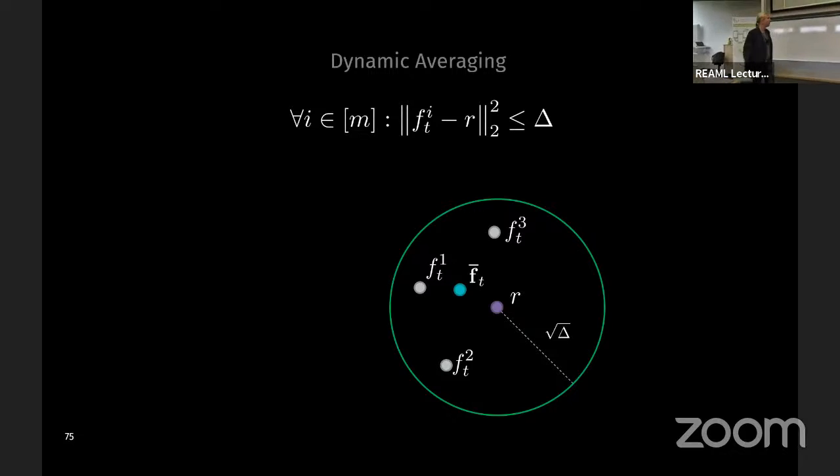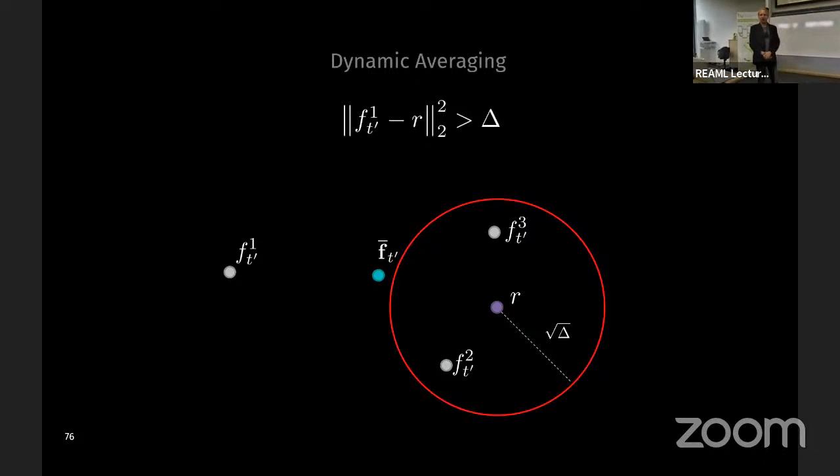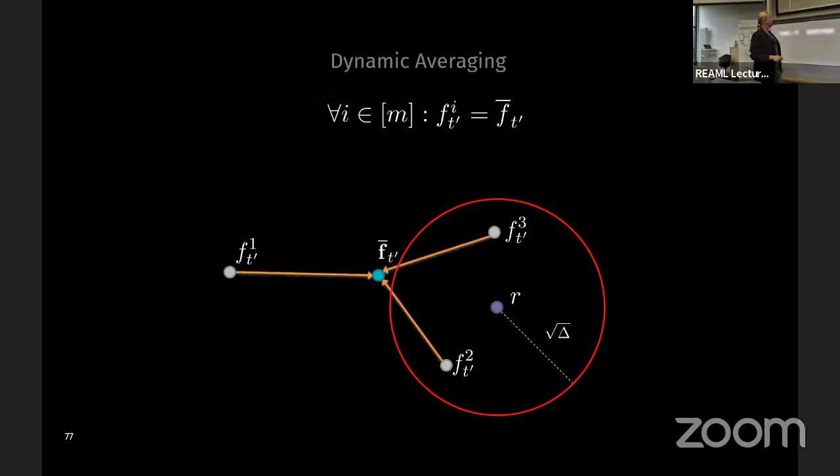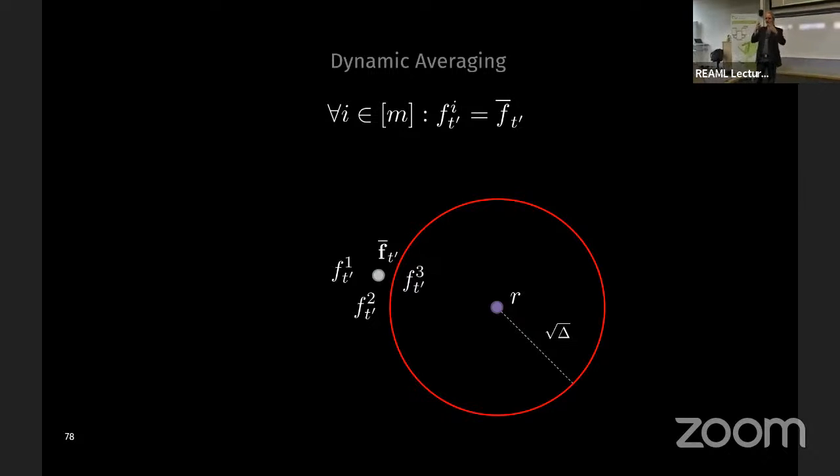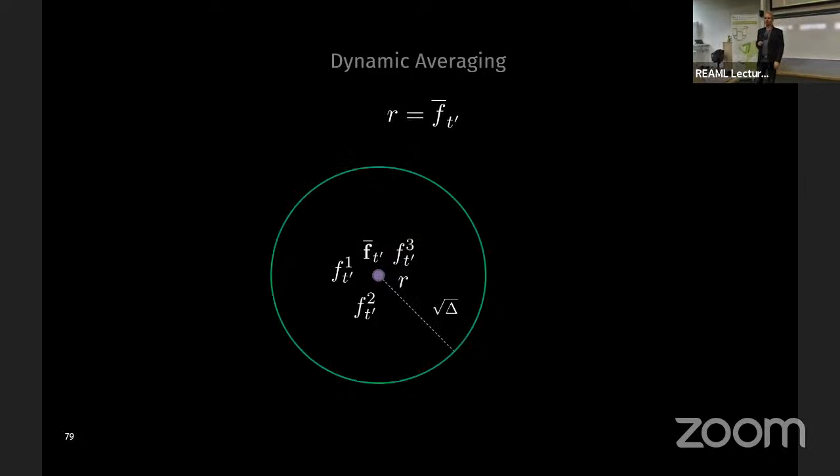So let's see how that works in practice. We have a system with 3 clients. They have their actual average in blue and this reference point, which is some older average, in purple. And now assume that one model has trained a lot and it has moved away. So not only is the true average now not inside our safe zone anymore, but also the distance to that reference point is crossed. So now we need to communicate. We set all points to the average. Now we can update our reference point and we're again in a stable configuration and don't need to communicate.